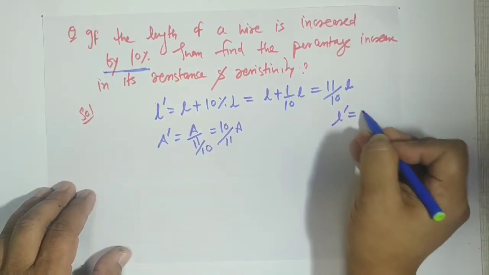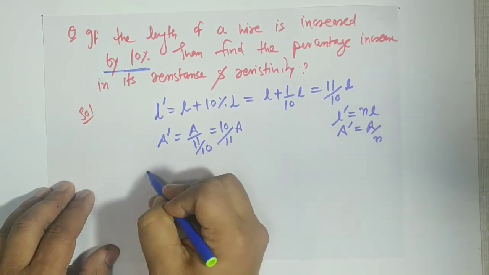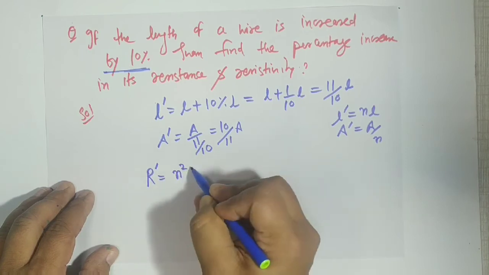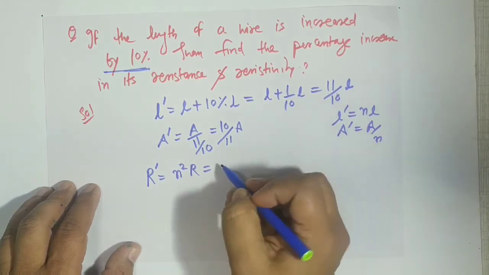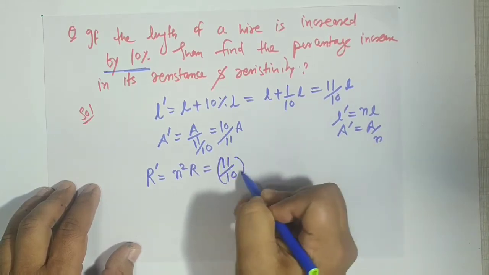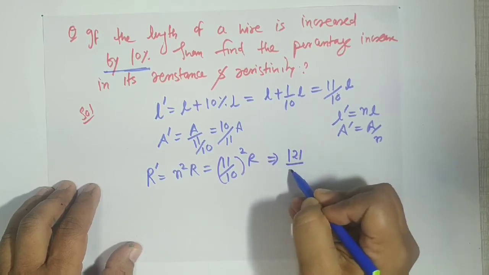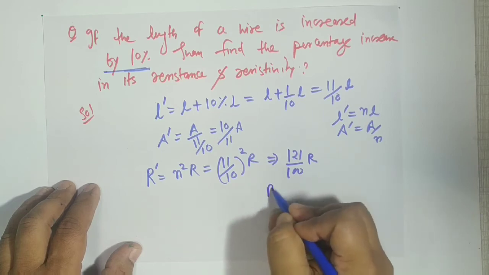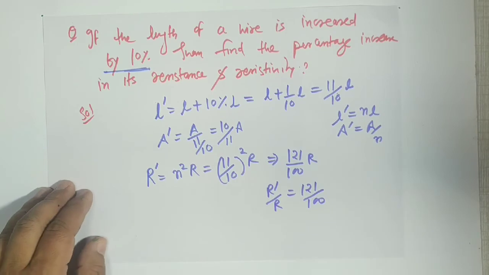Why? Because I told you L dash is N times L, so A dash is A by N. Volume remains the same. So what will be R dash? It is N square R. What is N here? N is 11 by 10. So 11 by 10 square is 121 by 100, and R dash by R will be 121 by 100.